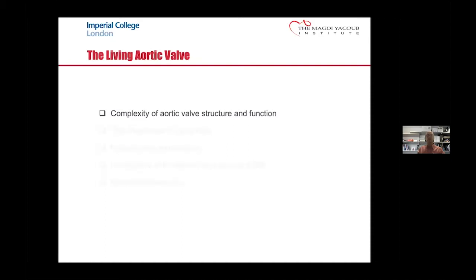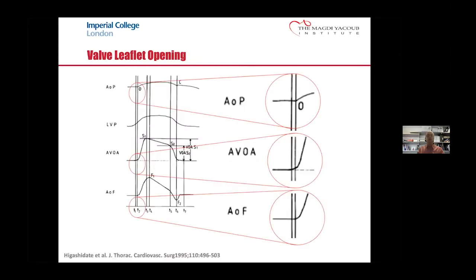So in terms of the complexity of heart valve function, I've got 2 examples of this for you. If you focus here in the first circle, these 2 parallel lines just mark 2 points in time. And this is the change in aortic pressure. The pressure goes up after the second line. And if you look at the bottom line, this is aortic flow, and that comes slightly after the change in pressure. But if you look in between, you have aortic valve orifice area, and this is the valve opening.